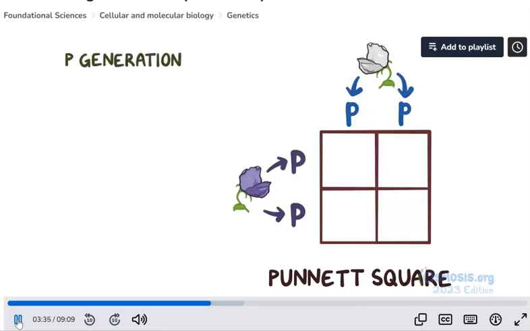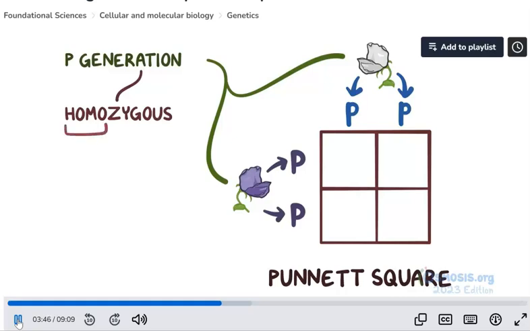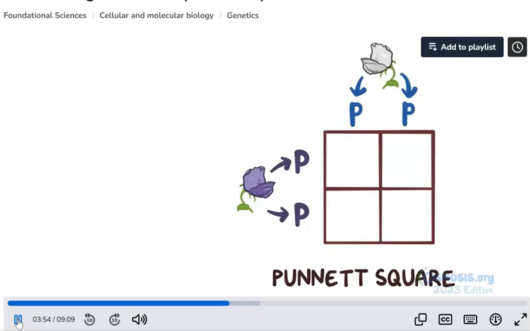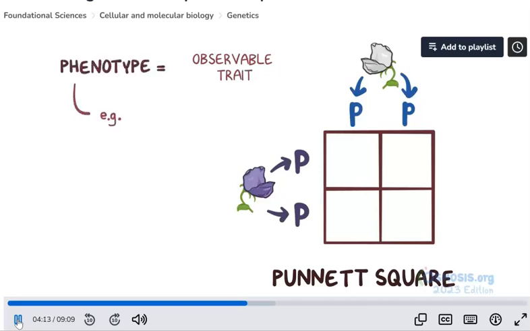In the P generation, Mendel used pure breeding plants, so their genotype was 2 of the same alleles. In other words, both of the parent plants in this generation were homozygous for flower color trait. Homo meaning same, and zygous referring to the male and female alleles. The violet pea plant had 2 of the same dominant alleles, capital P, and therefore had all violet flowers, whereas the white pea plant had 2 of the same recessive alleles, lowercase p, and therefore had all white flowers. Now, the observable trait that results from the genotype is called the phenotype. In this case, the phenotype is the flower color.